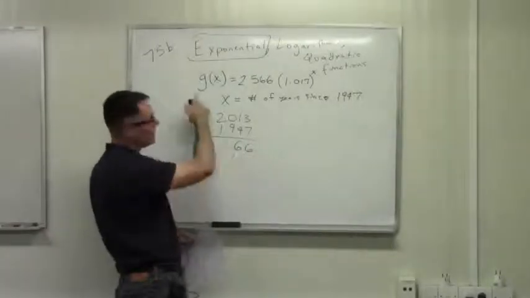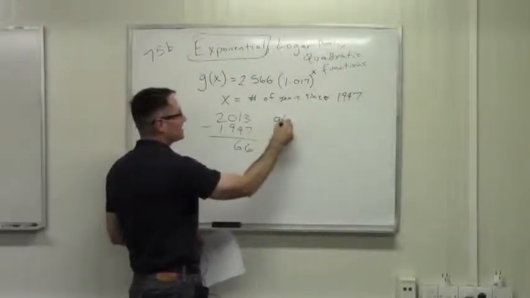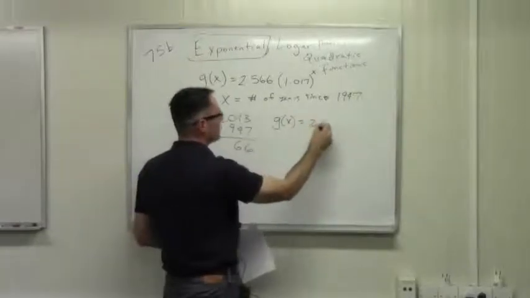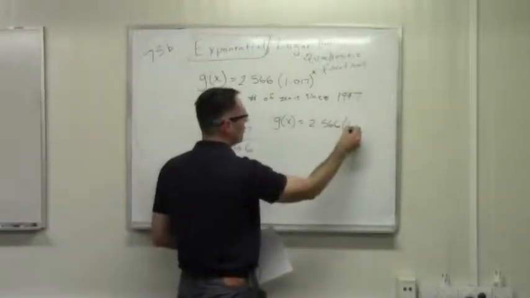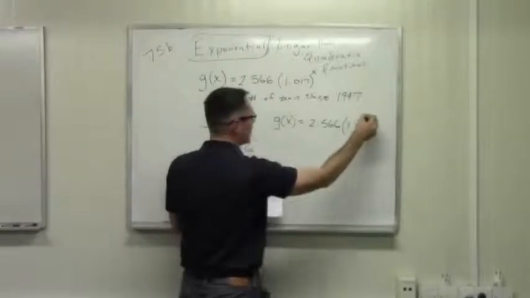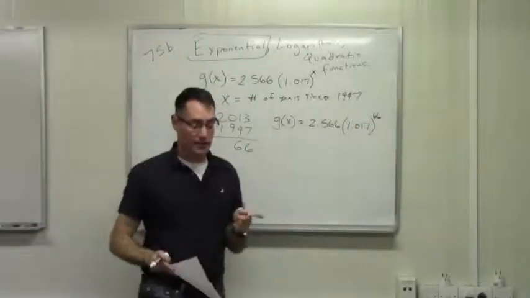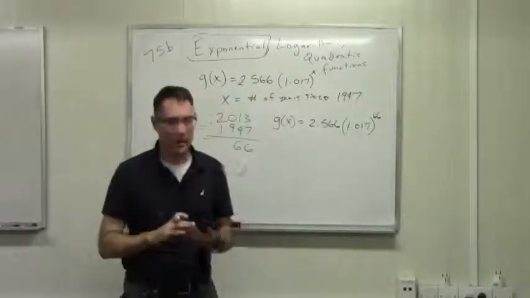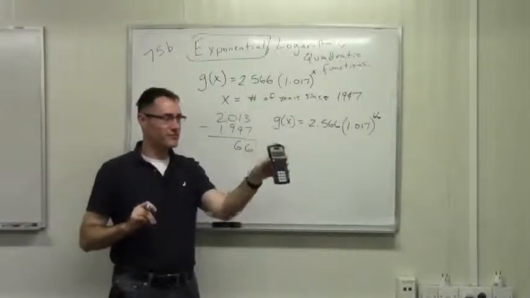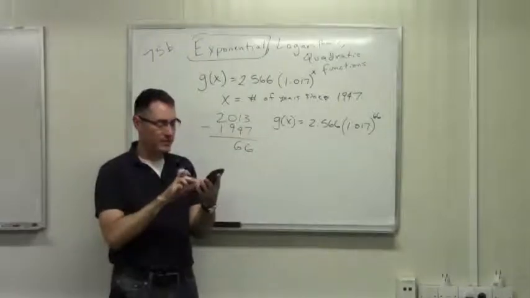OK, so we're just going to plug into this. G of x equals 2.566 times 1.017 raised to the 66th power. You got to be able to do this on your calculator. OK, so I want everybody to type in their calculator. If you have this one, I'll walk you through the buttons. If you have a slightly different one, you're going to have to do it a little bit different.